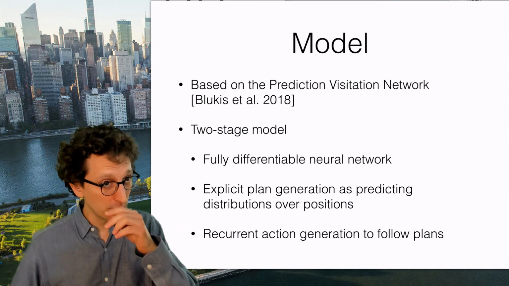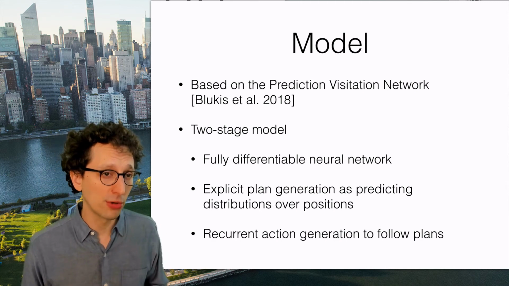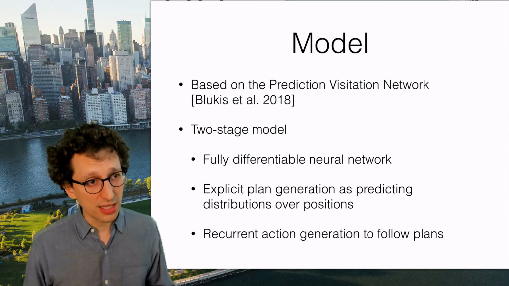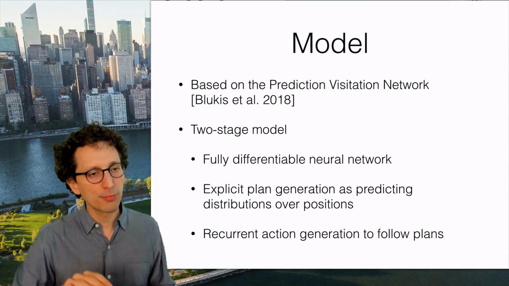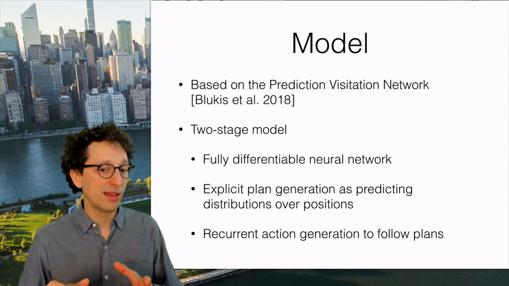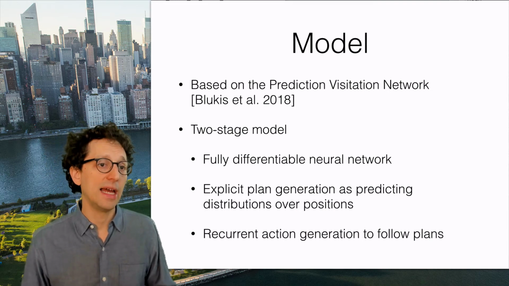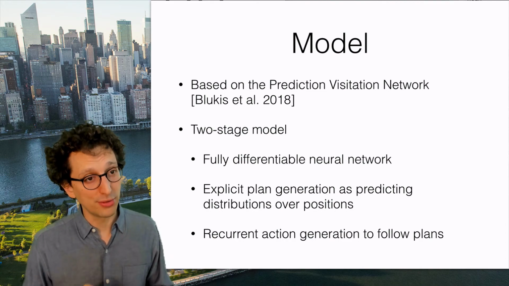So the model that we're using is based on the predictor visitation network that we introduced in a Blukis et al. paper in 2018 for a robotics task. It's a two-stage neural network model that is fully differentiable, but has this explicit plan generation in the middle, and these plans are cast as predicting distributions over positions in the environment. And then there is the second stage, this recurrent action generation to follow these plans.